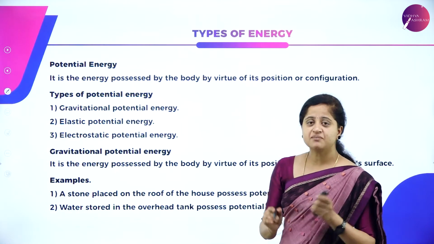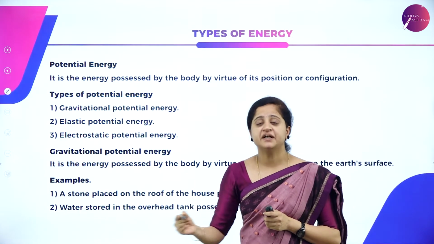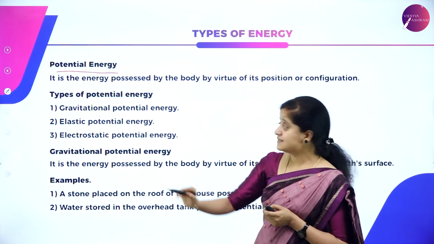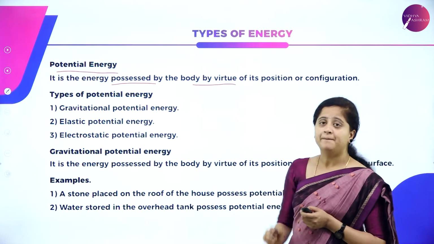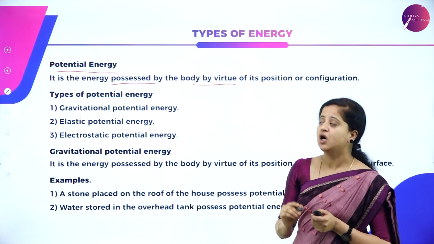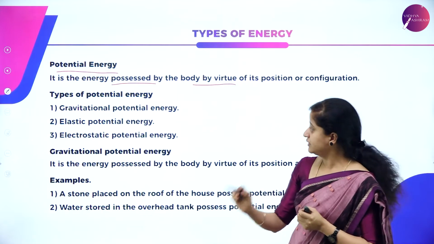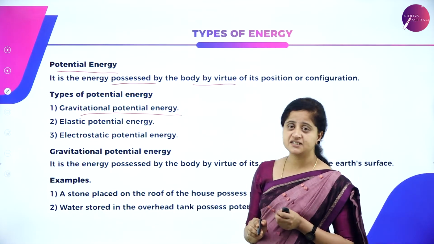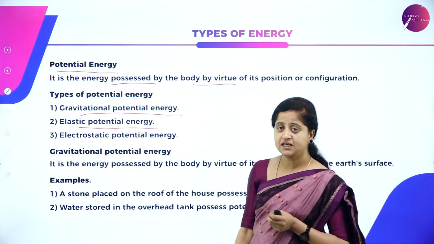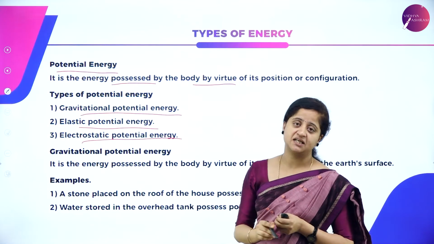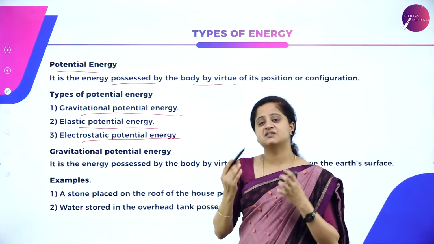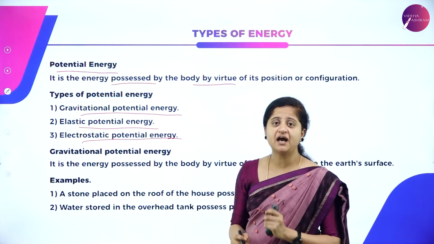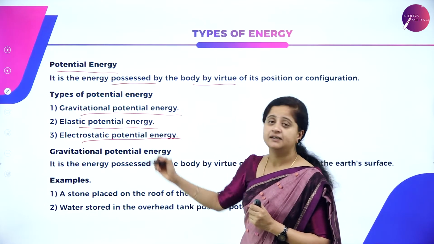So far we have discussed kinetic energy and how it is related to the work done. Let us now understand what is potential energy. It is the energy possessed by the body by virtue of its position or configuration. This potential energy is classified as gravitational potential energy, elastic potential energy, and electrostatic potential energy. As the names suggest, it is very easy to understand these if we have some basic idea about the names.